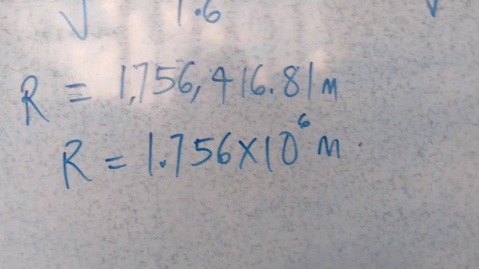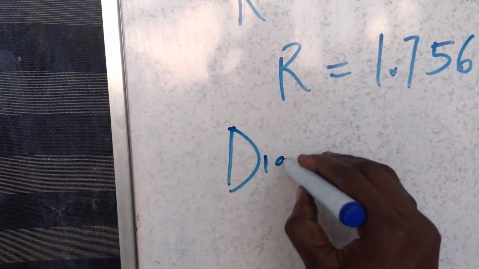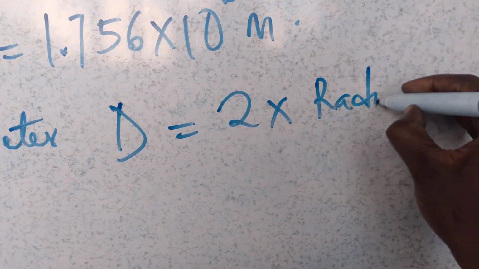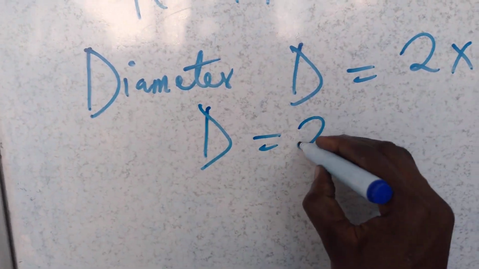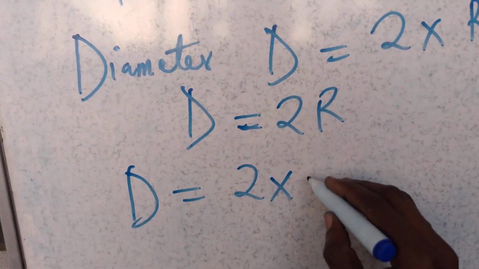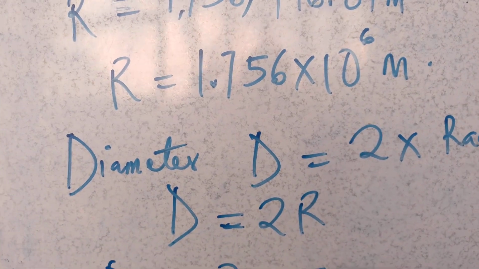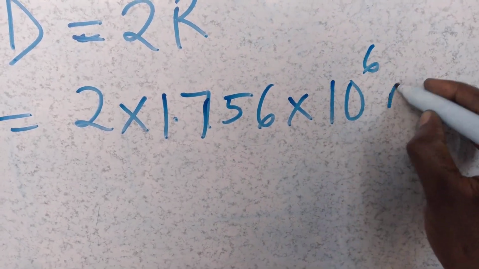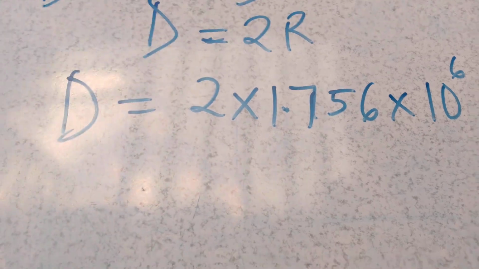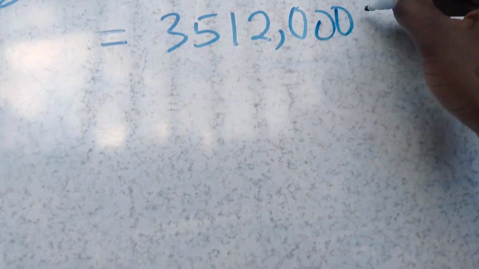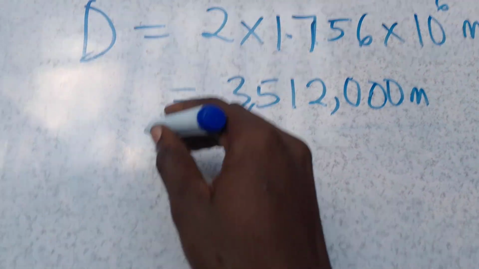Okay, so the next thing I'll do now is to find the diameter. The diameter of the planet D is 2 times the radius. That is, D equals 2r. So D equals 2 times r, and r here is 1.756 times 10 raised to power 6 meters. If I multiply 2 times 1.756 exponent 6, this will give me 3,512,000 meters. That's the diameter.